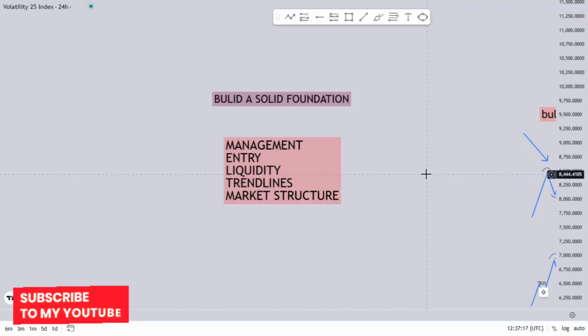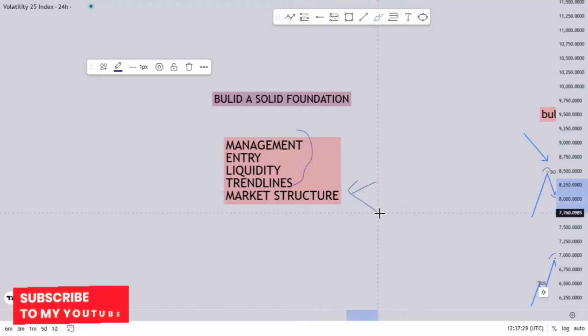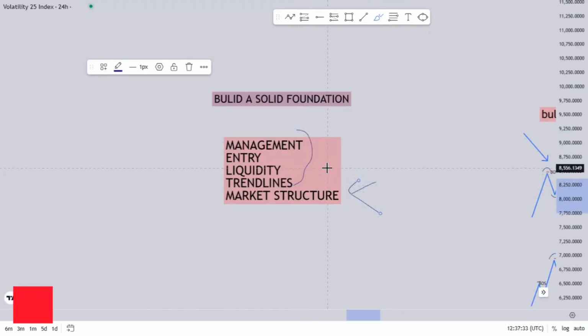So you need a solid foundation on how to actually map out market structure. If not, every other thing right from this particular level to this level will be useless. This is the first step you must take, right? You must know how to map market structure.